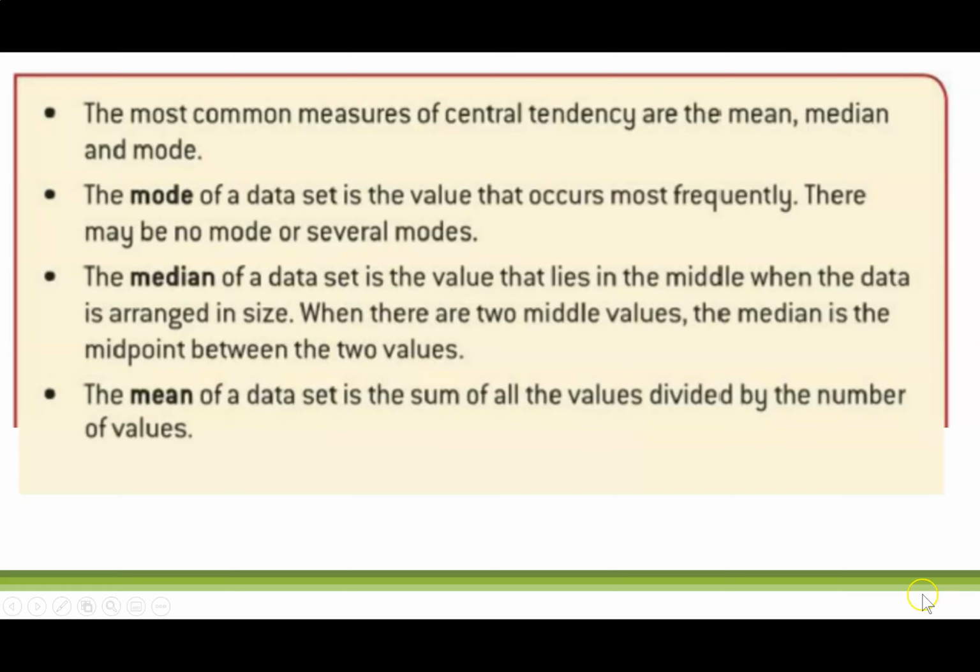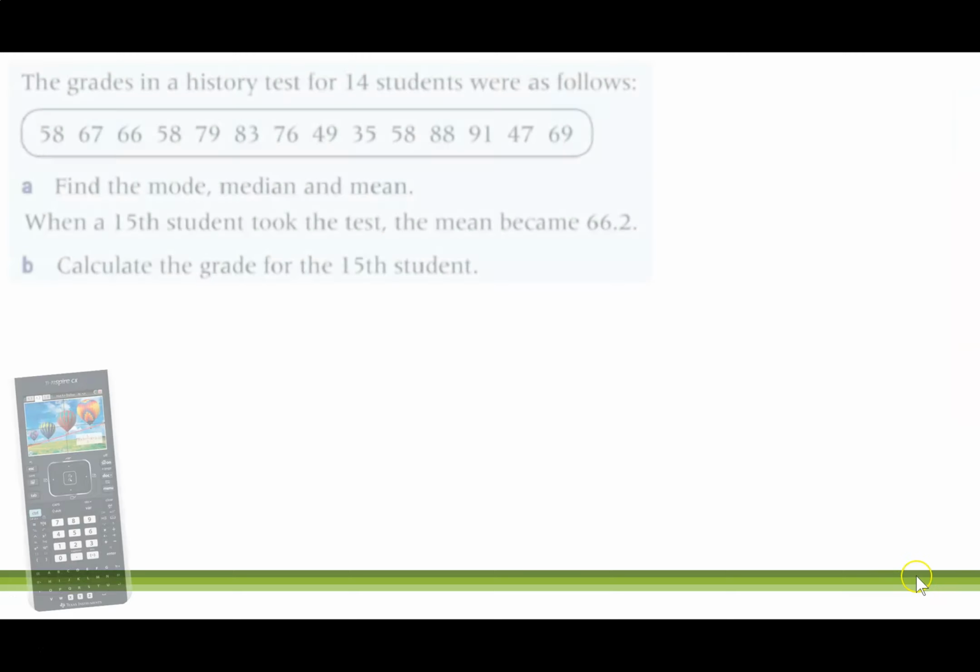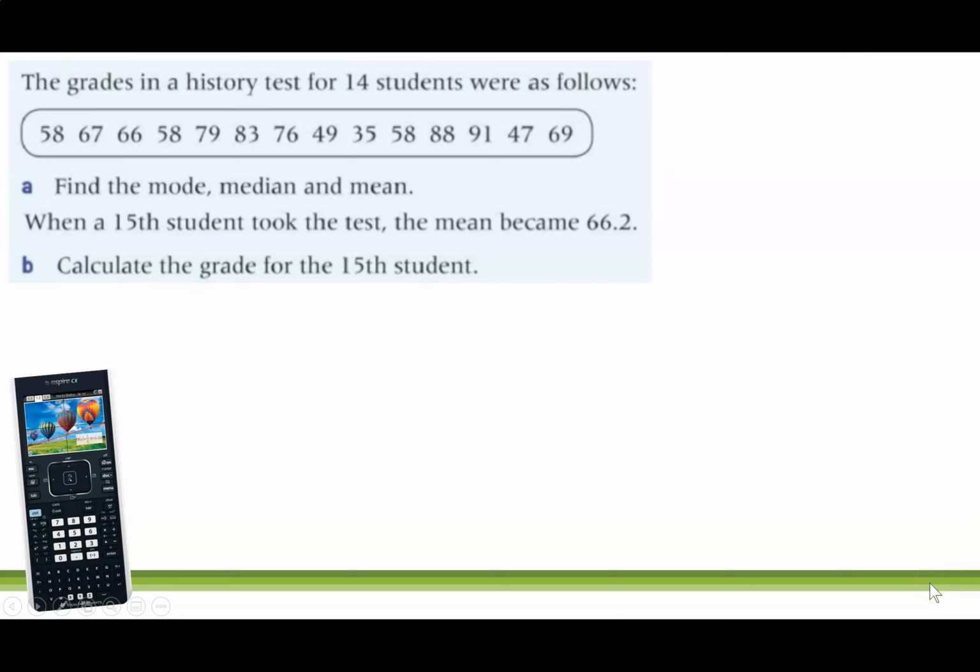All right, let's move on now. More GDC work coming up here. The history test was given to 14 students, and their grades were given there. We're going to find the mean, median, and mode. And then there's a follow-up analysis question. The 15th student came and took the test, which caused the mean to adjust to 66.2. So what must that grade have been?